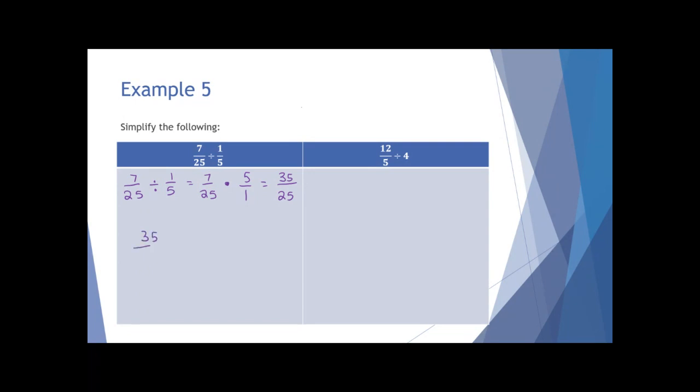Now we do need to reduce this. And we can divide them both by 5, because 35 and 25 can both be. And so, yep, we get 7 over 5 as our answer. So every division problem is actually a multiplication problem. It's just one extra step, essentially.